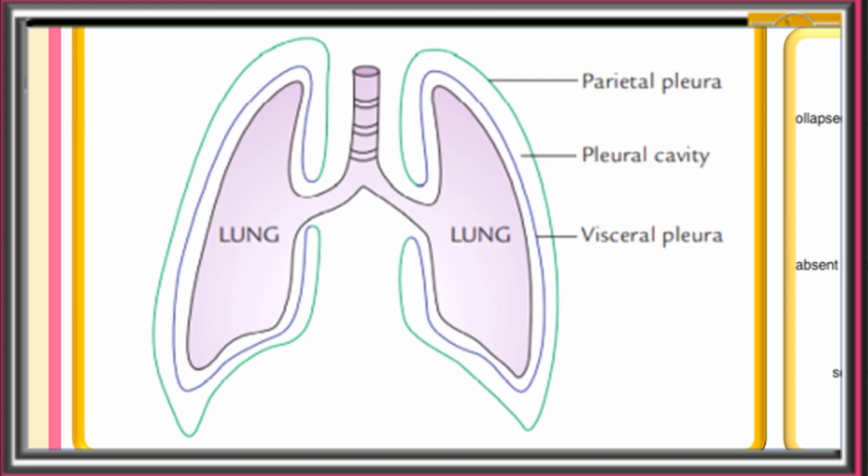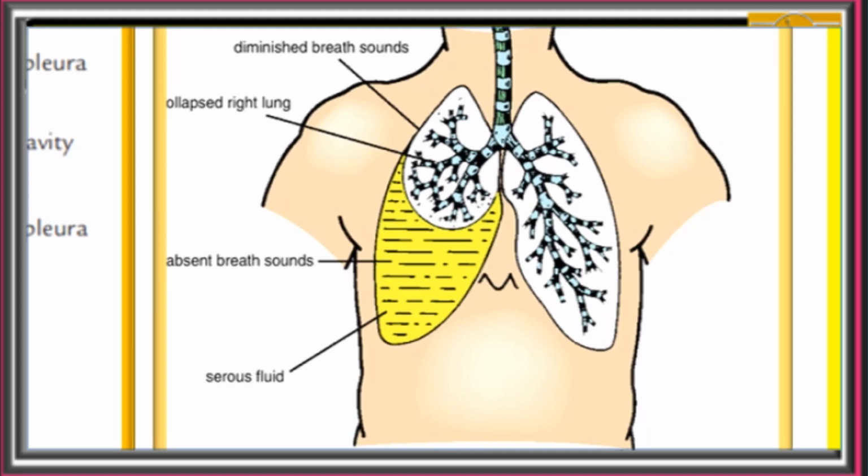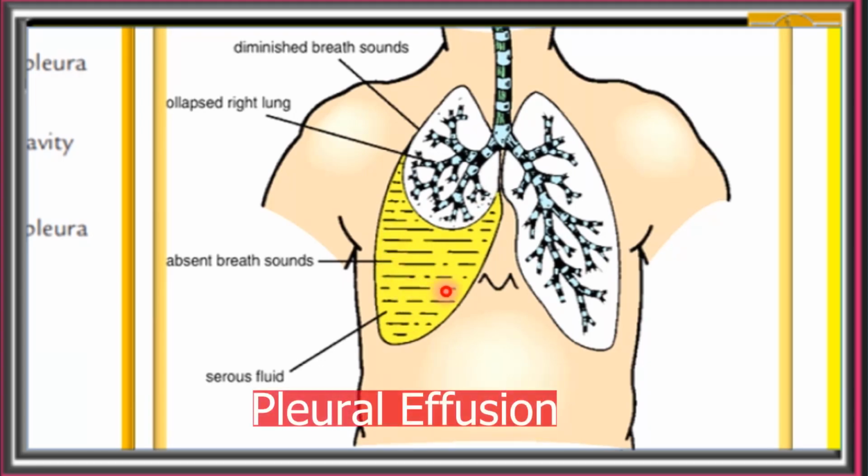This fluid is normally absorbed into the capillaries of the visceral pleura. Any condition that increases the production of the fluid or impairs the drainage of this fluid will result in abnormal accumulation of pleural fluid. As we can see in this illustration, there is already an abnormal accumulation of the fluid. Here, this layer is the outer layer, the parietal layer, and then here is the inner layer, and then we're seeing this accumulation of fluid within the pleural cavity.